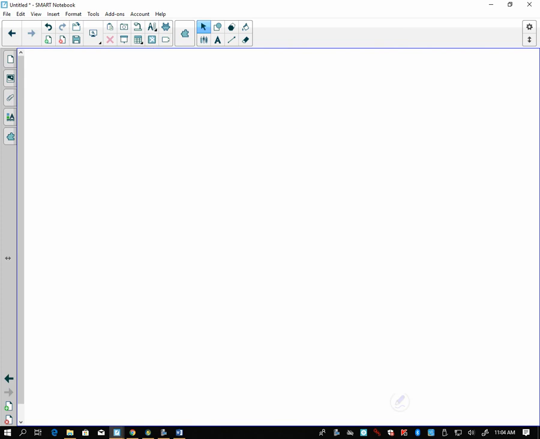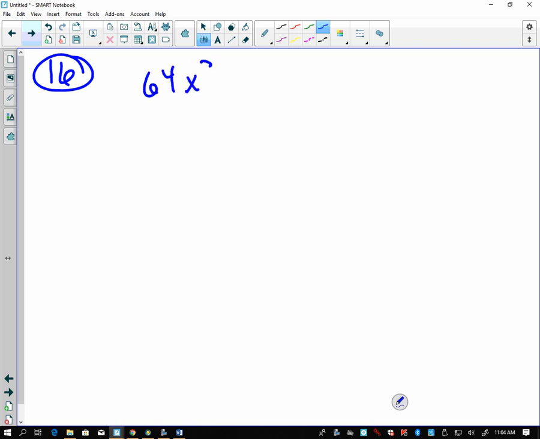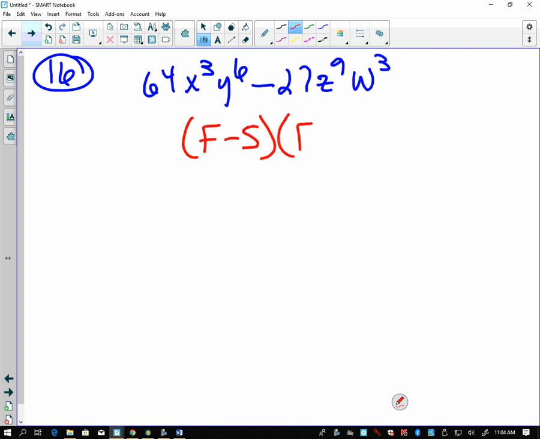All right, let's see. Next question was number 16. Number 16 shows me 64x cubed, y to the 6th, minus 27, z to the 9th, w cubed, and it wants me to factor this. What I'm looking at here is the difference of two cubes. Do we remember the difference of two cubes a little bit? The form that I'm trying to get this into is f minus s times f squared plus fs plus s squared. That'll be the form of the final answer.